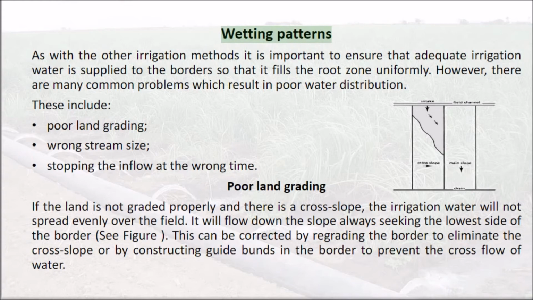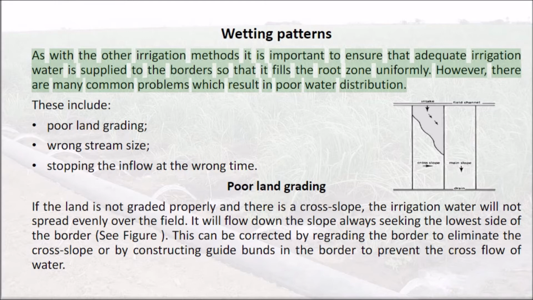Wetting patterns. As with the other irrigation methods, it is important to ensure that adequate irrigation water is supplied to the borders so that it fills the root zone uniformly. However, there are many common problems which result in poor water distribution. These include poor land grading, wrong stream size.